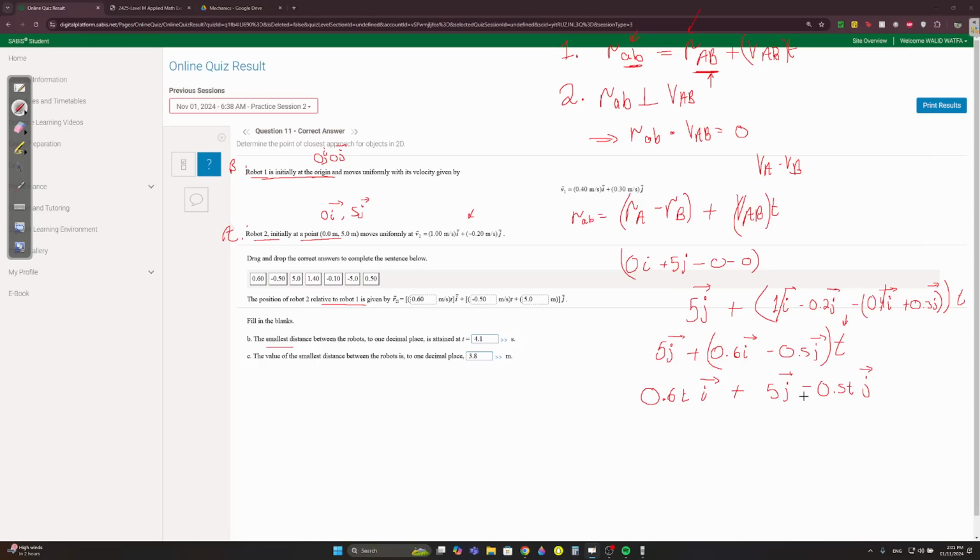In math, can't we factor stuff out? If you factor out J, it's going to be like this: 5 minus 0.5 T, and take J outside. That's basically what I just did. You can do the extra step.